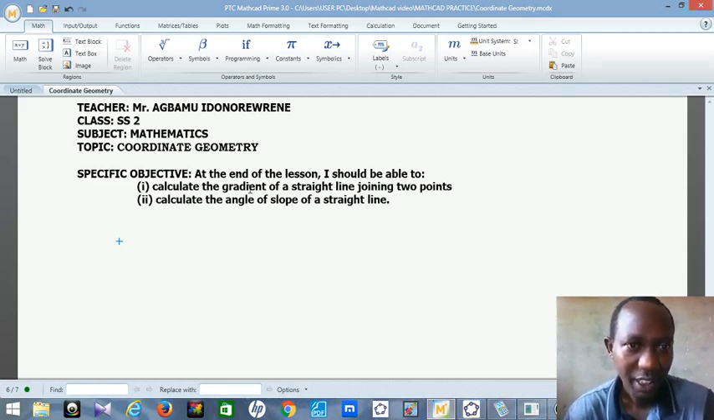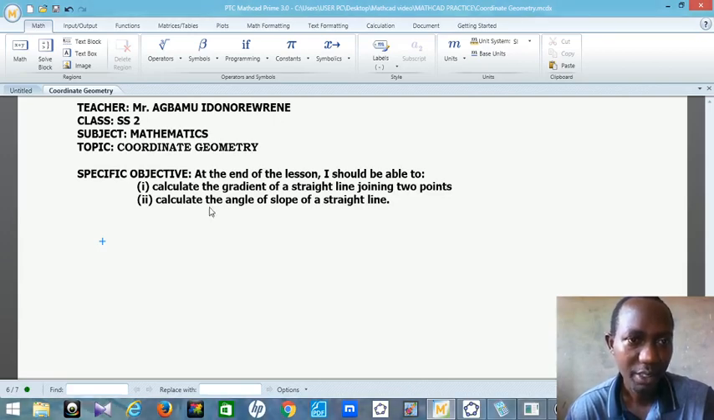Gradient of a straight line is very simple to calculate, and gradient is a very important concept in science, especially when it comes to plotting of graph in physics. You need to calculate the gradient. Gradient and slope, they mean the same thing. They can either tell you to calculate the slope or they can tell you to calculate the gradient.